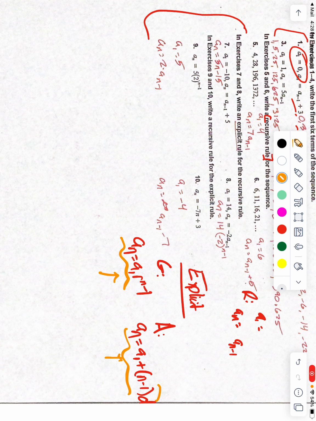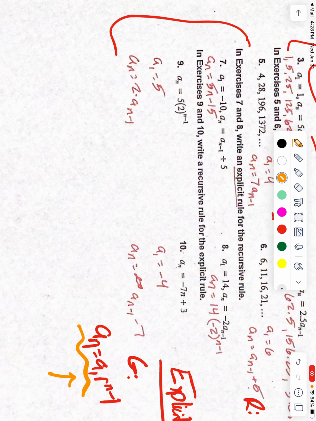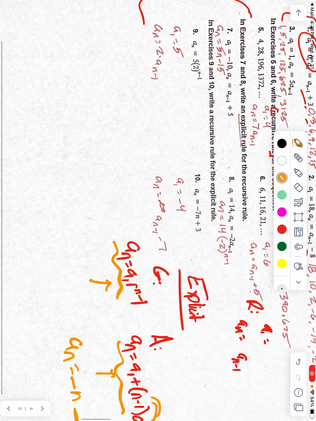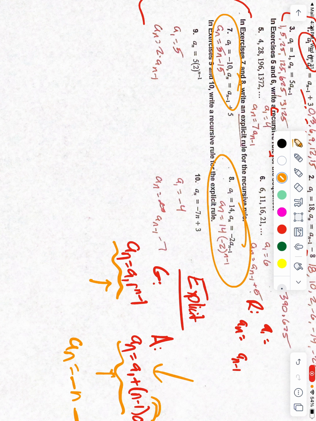If it's arithmetic, we need to make sure we distribute and we simplify so it's in a form that looks like slope-intercept form. But I don't want us to get confused that we see explicit and automatically think it's one of these 2, or we use one of these every time. Nope. This one's arithmetic, so it's got to be in this form. This one's geometric, so it's going to be in this form.